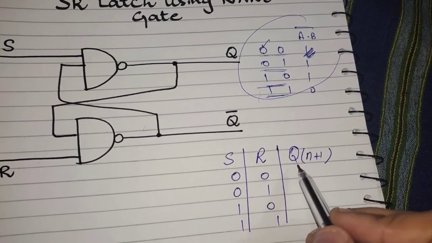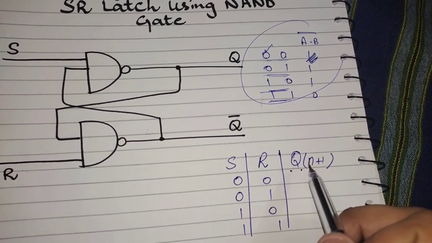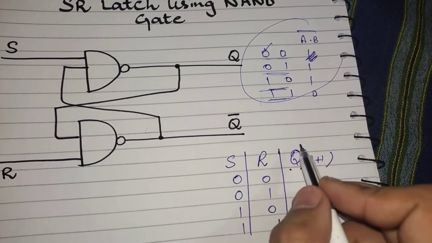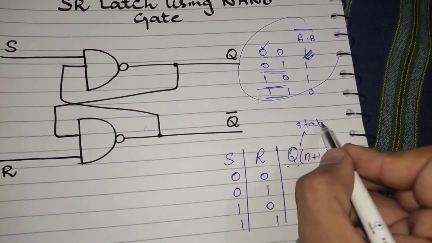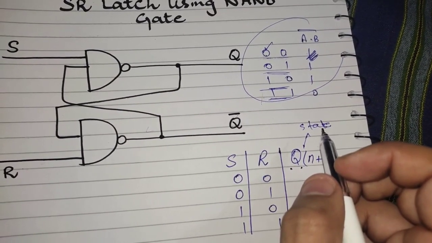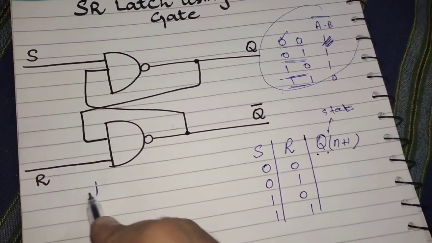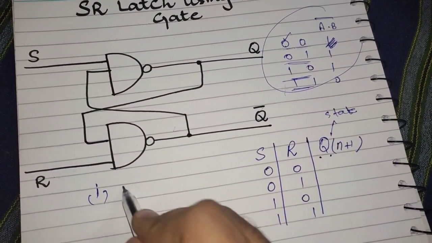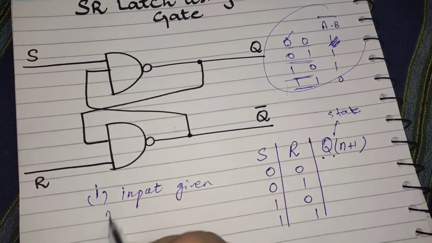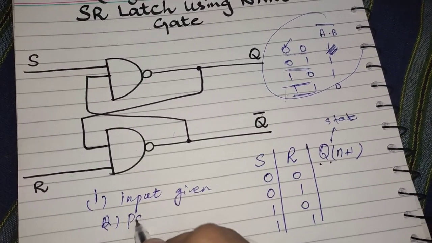In the output we have Q(n+1), and remember that in a sequential circuit the output depends upon two things. This is our state. In a sequential circuit the output depends upon two things. The first one is what input is given to the system, and the second one is the past output.